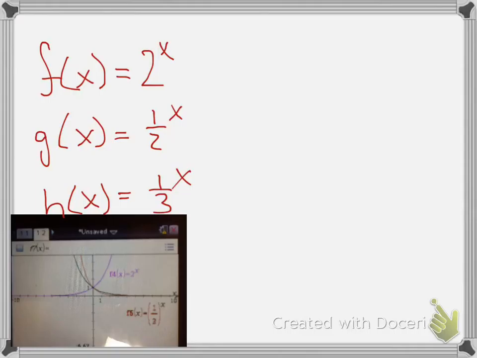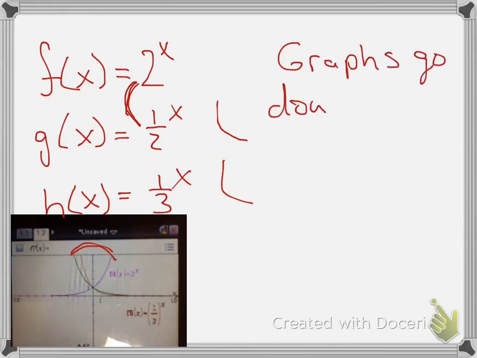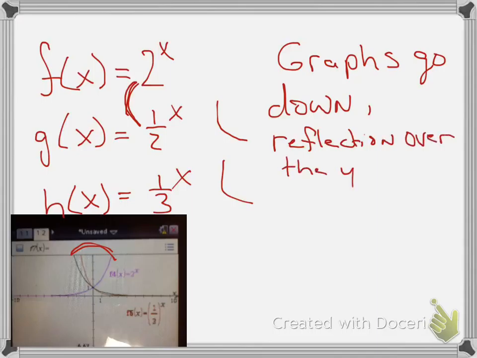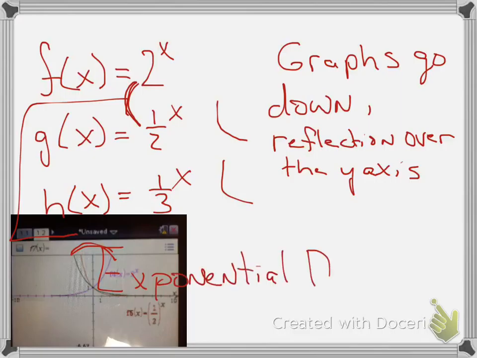But you can see here 2 to the x is the parent function, but the 1/3 and 1/2 actually go down. So they kind of do a reflection over the y-axis. It's just a reflection. But again, notice how these two are opposites of each other also. So these graphs go down, which would be a reflection, which we would call an exponential decay. So kind of keep in mind that you should know the difference between an exponential growth and an exponential decay. So what is that?